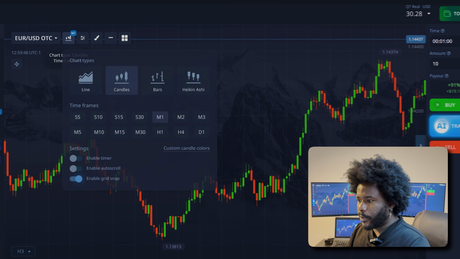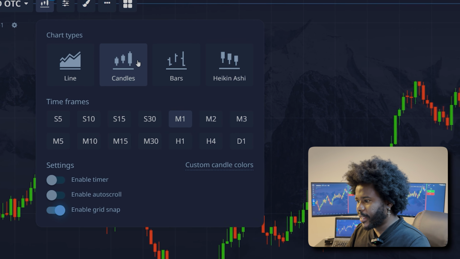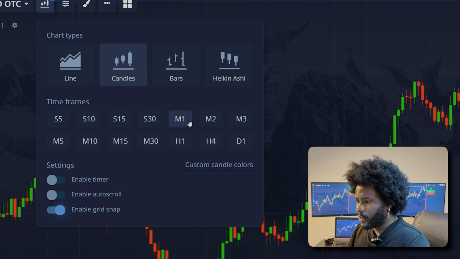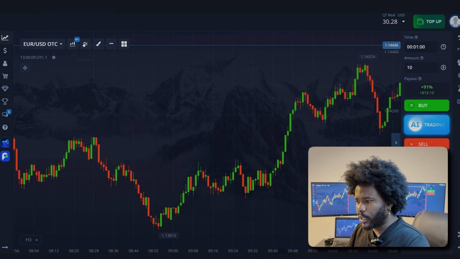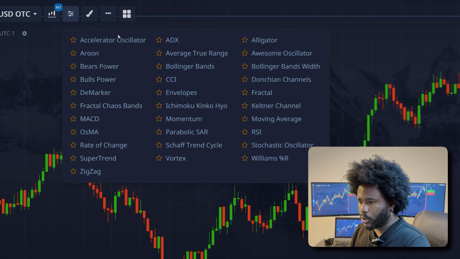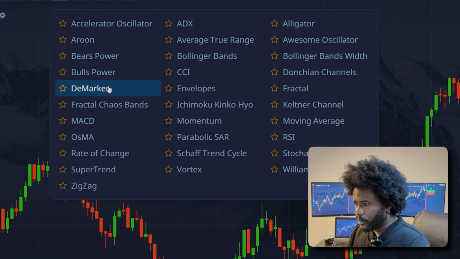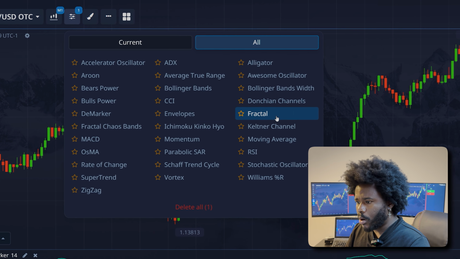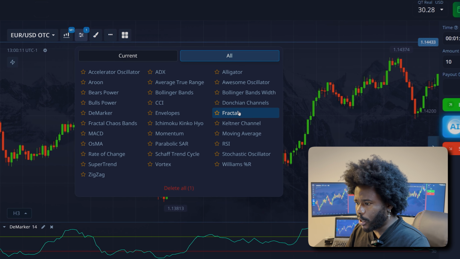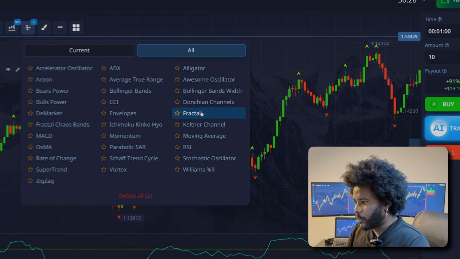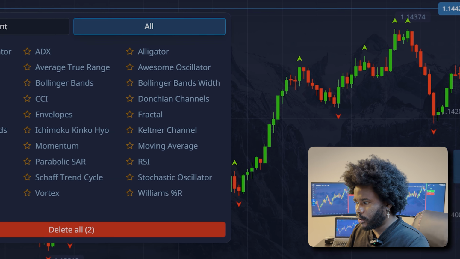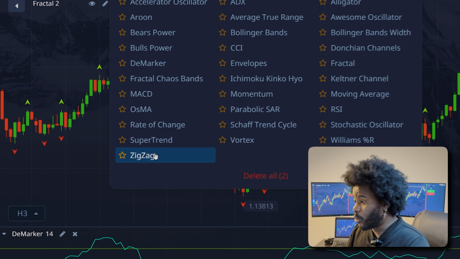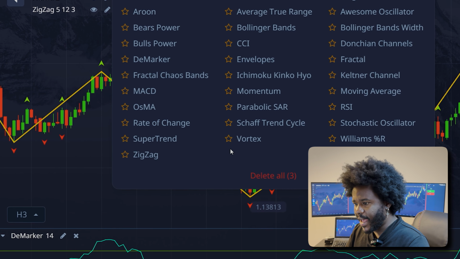Let's begin. I will prepare the platform for work and start with the settings. I set the chart type to candlestick, time frame 1 minute. Today's indicators will be the following. The first shows whether the market is overbought to the upside or downside. Fractal marks local reversal points, small highs and lows. And ZigZag removes market noise and shows only significant price highs and lows.